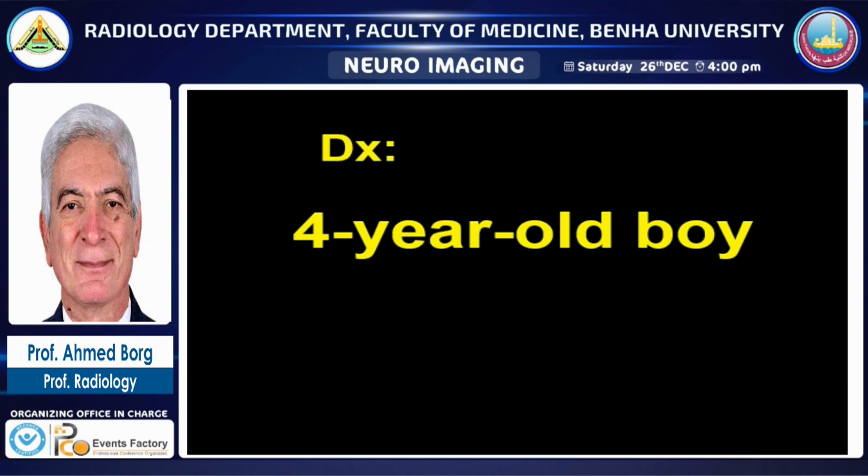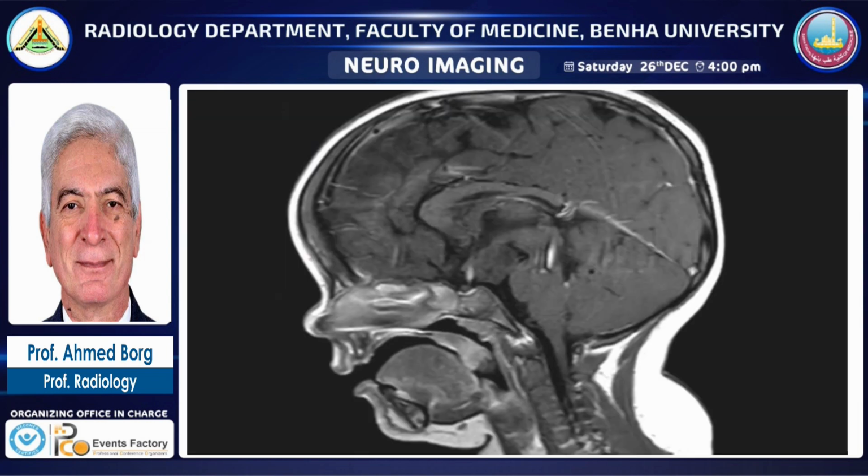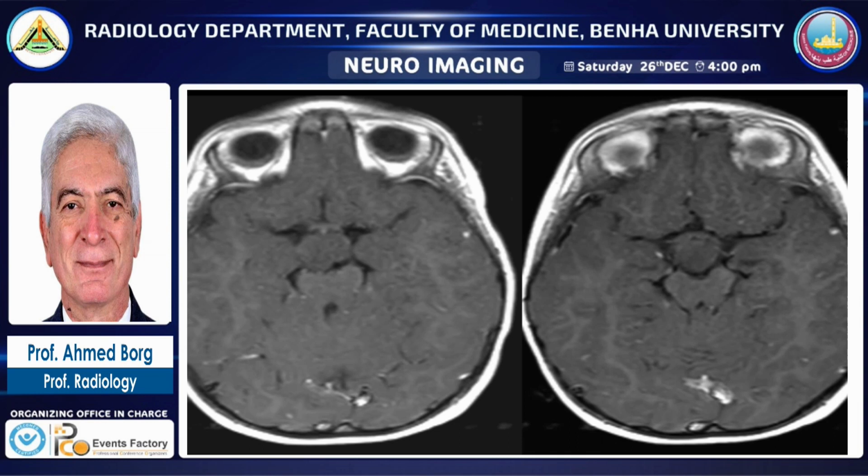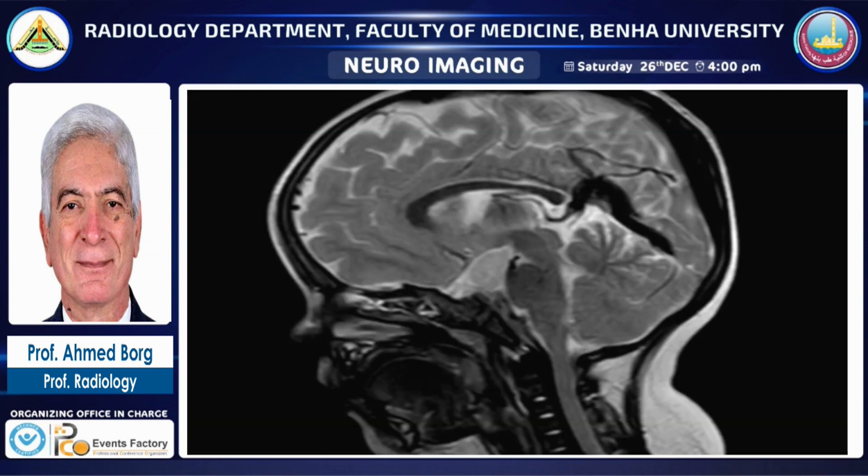Second case is a 4-year-old boy. Here is a mass on T1 weighted with contrast. Here is a mass in the hypothalamic region. Hypothalamic region mass, non-enhanced, in the post-contrast T1.